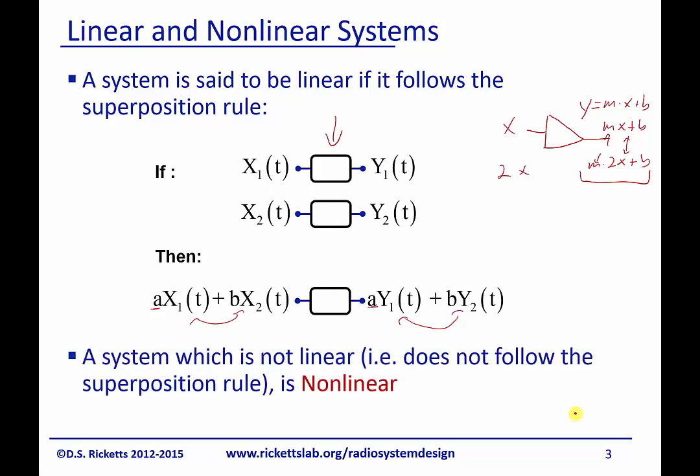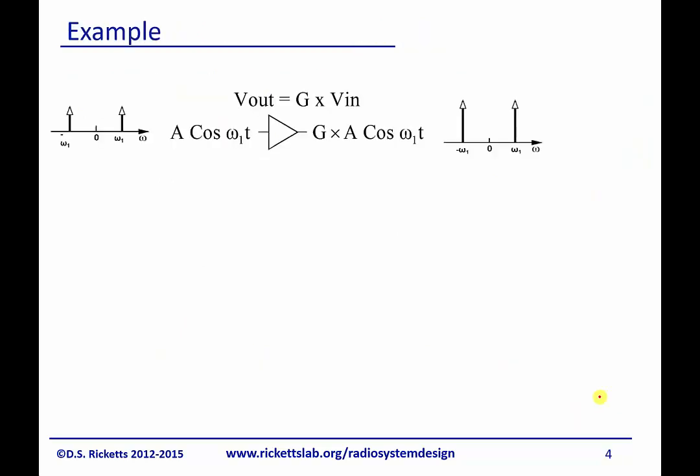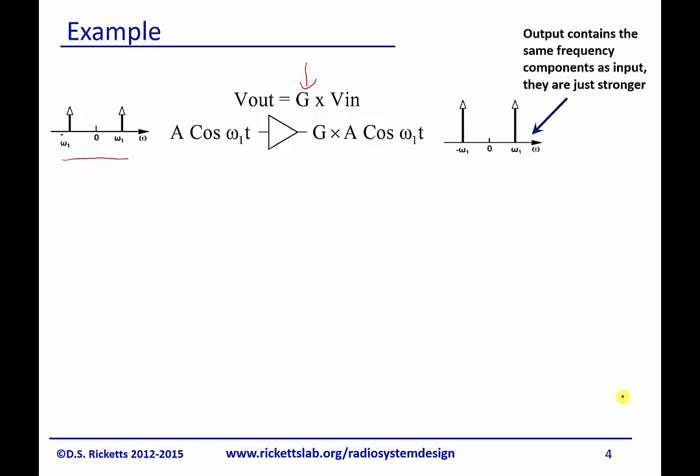A system which is not linear, not surprisingly, is called nonlinear. All right, so let's take a look at an example. So here I have on the left a single tone coming in, A cosine omega 1 t. And if I have a linear amplifier with linear gain G, this means G is just a constant. Then on the output, I get the same frequencies, and they're just a bit more increased in power relative to the gain.